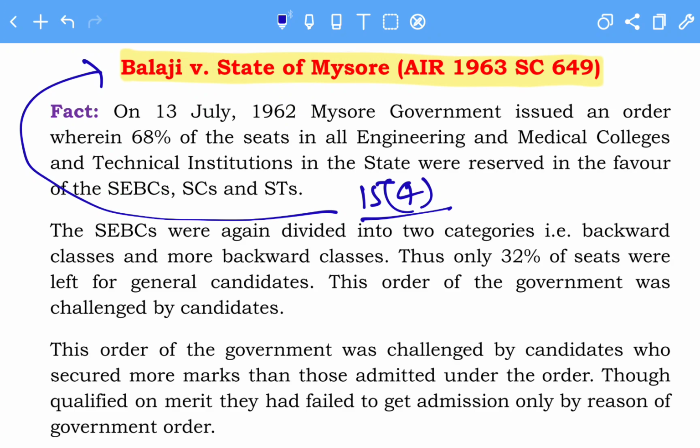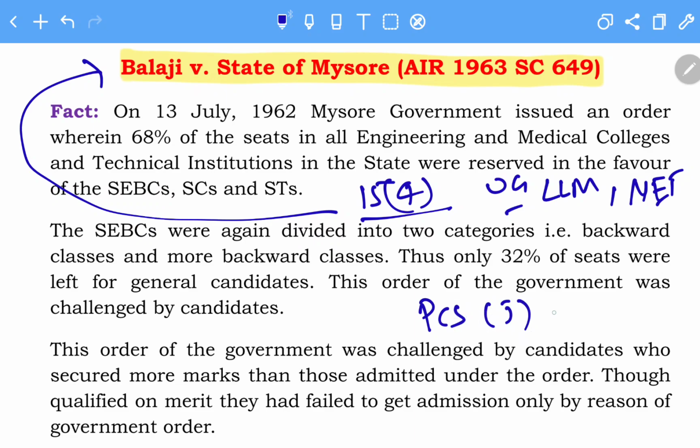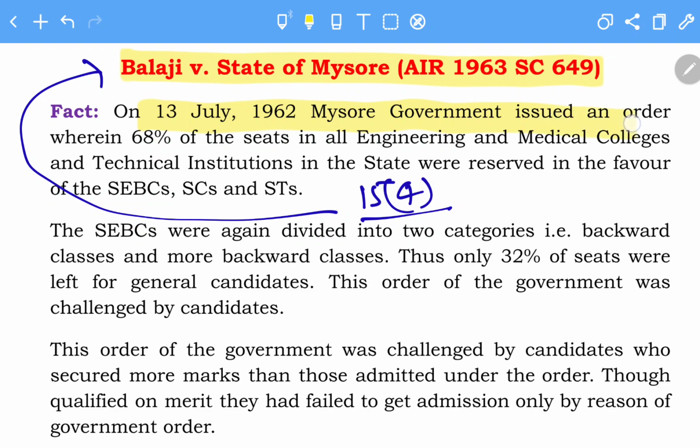So my dear friends, if you are a student of law, for example a UG student or an LLM student, or if you are preparing for the NET examination, or the PCSJ examination, or any other examination based on the law subject, then this case is very important. For that you all need to know the relevance of this case. Now, friends, this case is against the State of Mysore. At that time Karnataka had not come into existence; Mysore was the state.